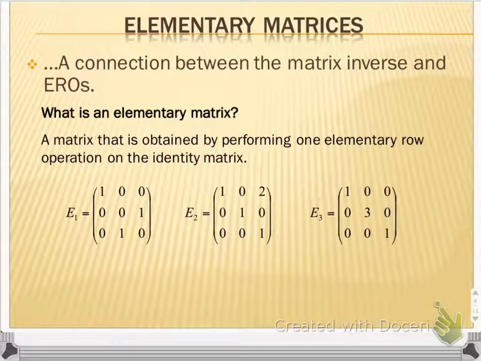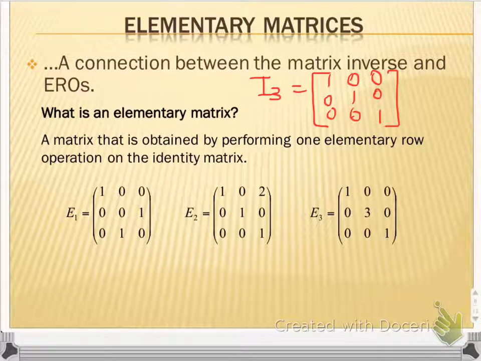Okay, so now we can look at a connection between the matrix inverse and our elementary row operations. So here, in these three examples, what is an elementary matrix? That's a matrix that is obtained by performing one elementary row operation on the identity matrix. In all these examples we're talking about the identity matrix 1, 0, 0, 0, 1, 0, and 0, 0, 1, so we are in I3. And it's only obtained by just one elementary row operation on your identity matrix. So it's only one.